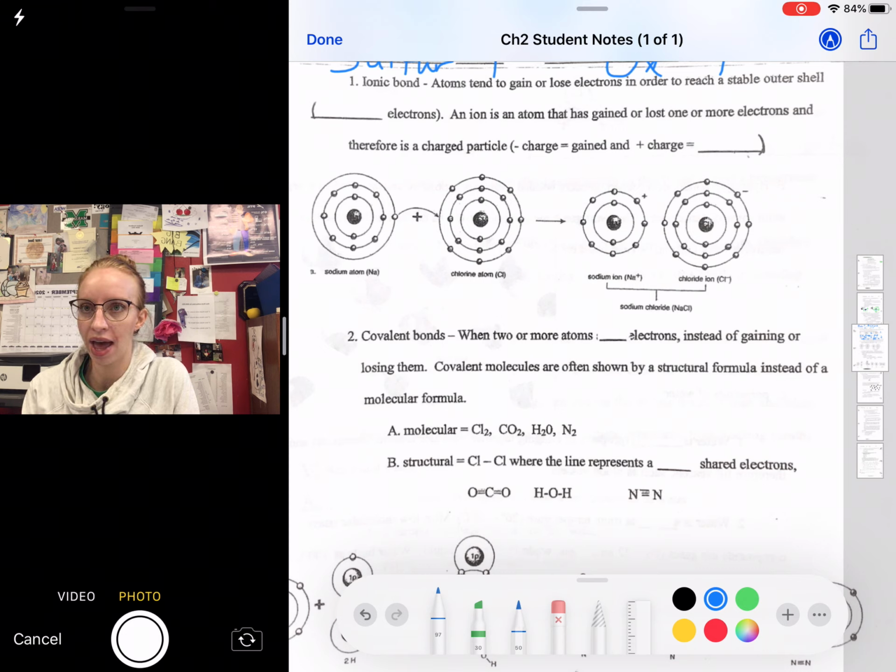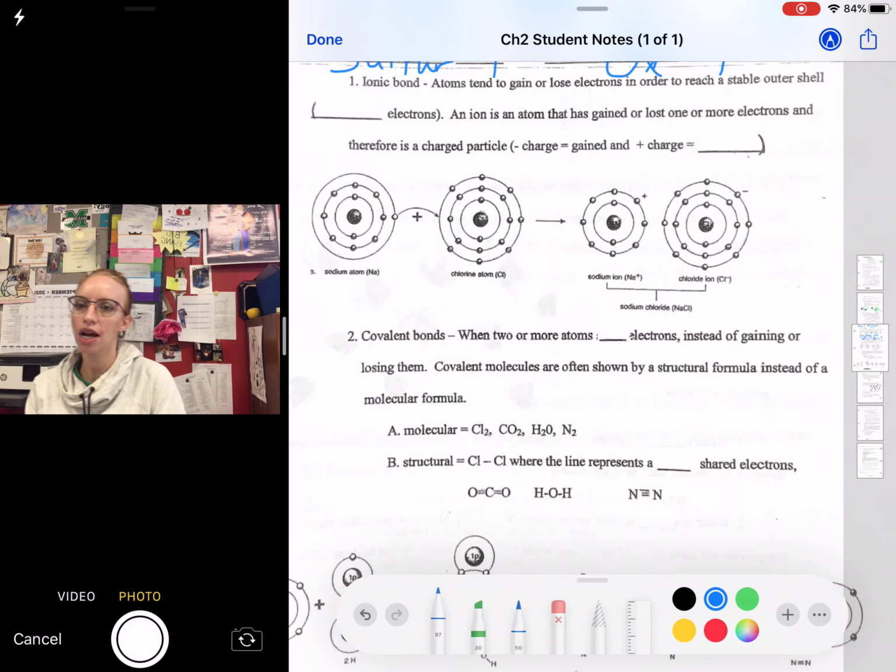for all other atoms. An ion is an atom that has gained or lost 1 or more electrons and therefore is a charged particle. The negative charge equals gained and a positive charge equals lost. So if you gain an electron, you're going to be a negatively charged atom. If you are losing an electron, you're losing negative, so you're going to be a positively charged atom.